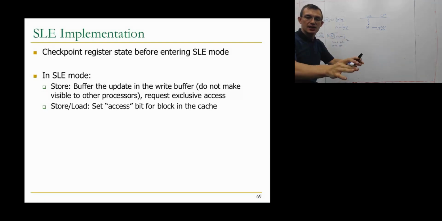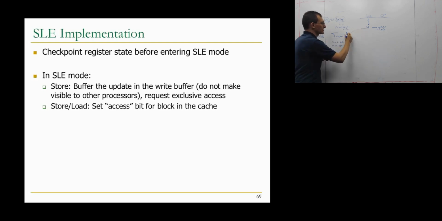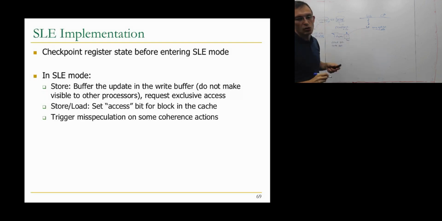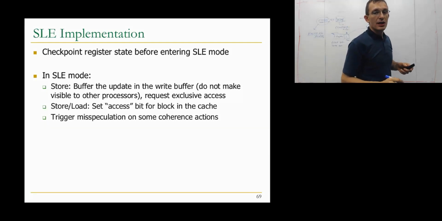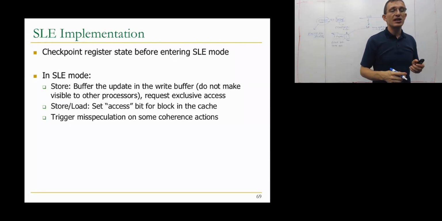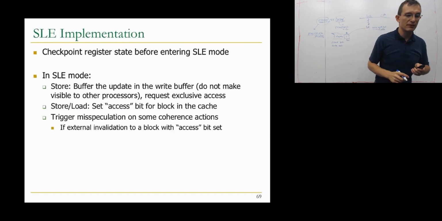In this case, the paper talks about access bits. Basically, you have one bit called the access bit, not the read-write bits. You could have read-write bits, but this access bit is set whenever you do a store to a cache line or a load. Right? And the system triggers misspeculation on some coherence actions. What are those actions? This is very similar to what we've discussed earlier.